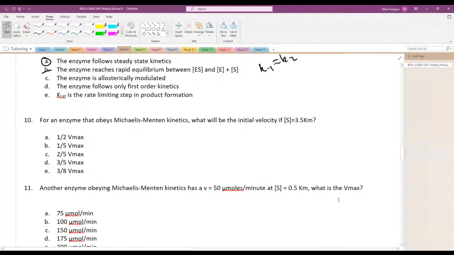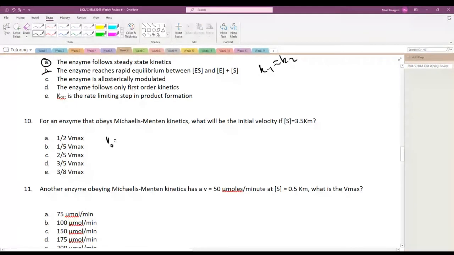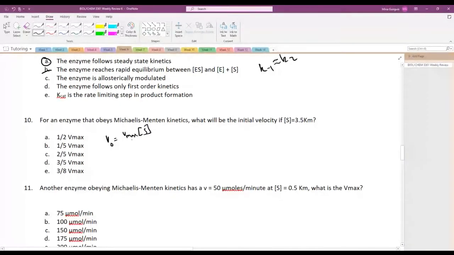Okay, so now there are ways to manipulate the Michaelis-Menten equation and to solve questions using the Michaelis-Menten equation in kind of unconventional ways, and that's what we're going to walk through right now. Okay, so first, for an enzyme following or obeying Michaelis-Menten kinetics, what will be the initial velocity if the substrate concentration equals 3.5 times Km? So I'm going to write out the formula one more time. Actually, not one more time. We're going to see it quite a few times.